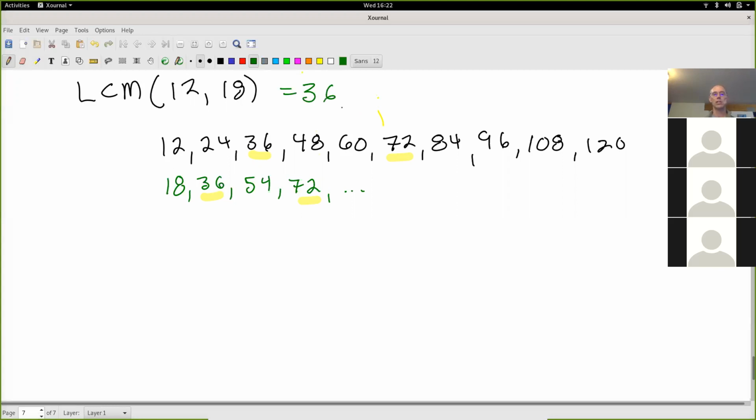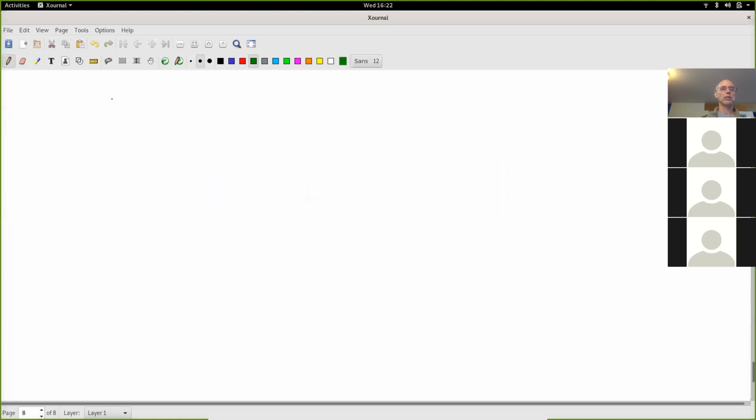So 36 is the LCM. So let's look at another approach. And previously I was playing around with prime factorization, so I want to try that one again. And there's a strategy there too. So I want to find the LCM of, we'll stick with 12 and 18. So I'm going to use prime factorizations to do it.